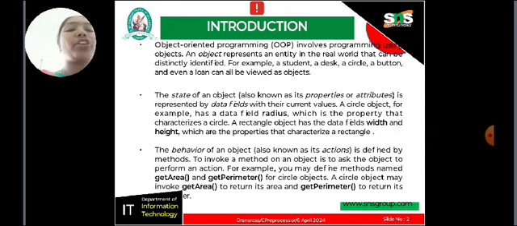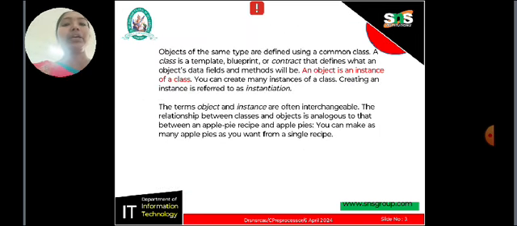The behavior of an object is also known as its actions, which are defined by methods. To invoke a method of an object is to ask the object to perform an action. Objects of the same type are defined using a common class. A class is a template, blueprint, or contract that defines what an object's fields and methods are. An object is an instance of a class.